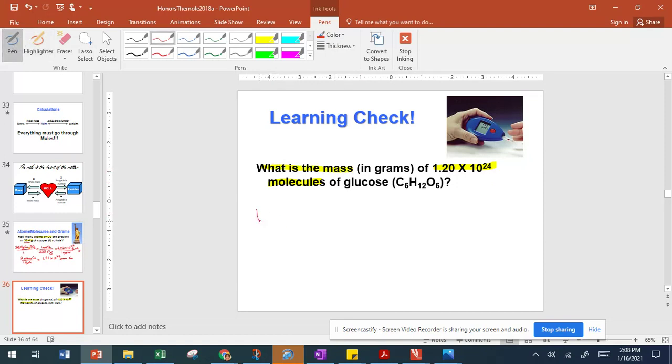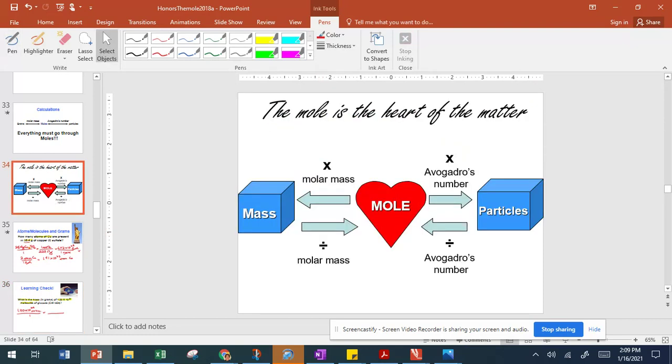So here we have 1.20 times 10 to the 24th molecules over 1. And then we have our 2 conversion factors. We have Avogadro's number and molar mass. The only one of those 2 with particles is Avogadro's number. Or we could think about our heart, and we're starting with particles. We have to go to the mole first by dividing by Avogadro's number, and then go from moles to mass by multiplying by molar mass.